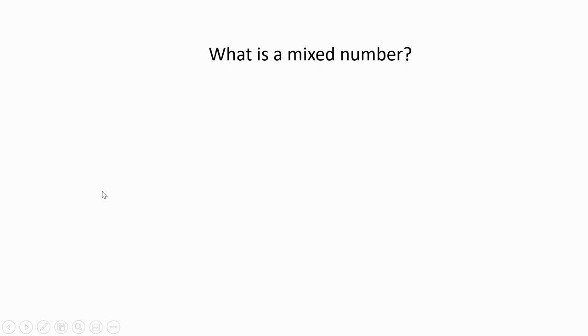So let's start with the mixed number. In terms of real life application, if you're baking or something, or you're measuring for construction, you're going to use mixed numbers as opposed to improper fractions. But when you do calculations, the impropers are better. So let's take a look.